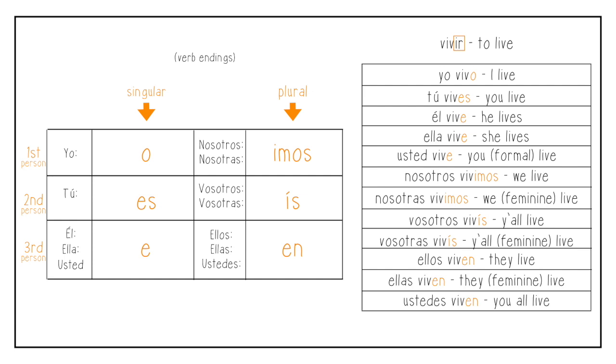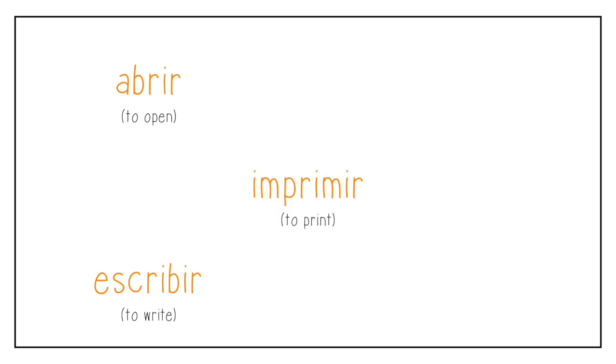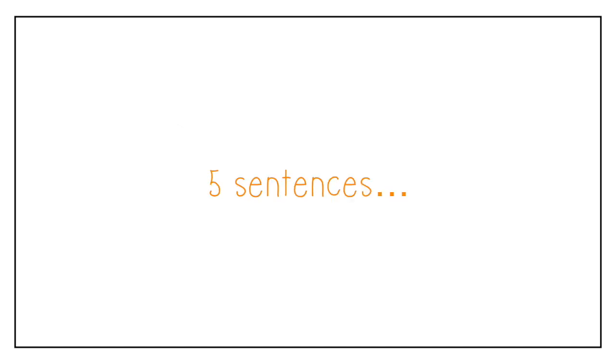You would use the same method to conjugate any regular IR verb, such as abrir, to open, escribir, to write, imprimir, to print, recibir, to receive, subir, to climb. Now let's check out 5 sentences that will help us understand how to use regular IR verb conjugations.